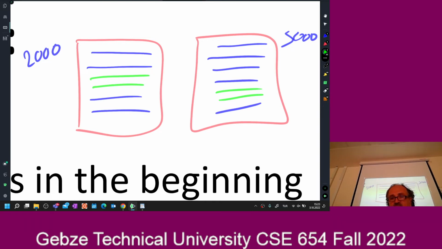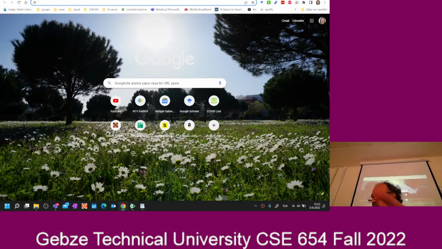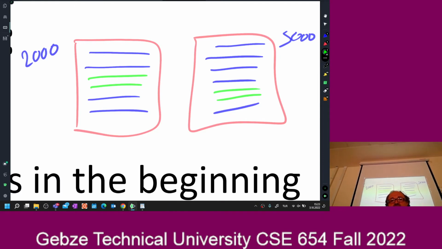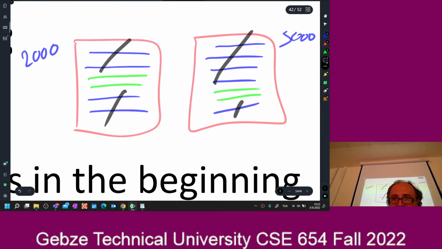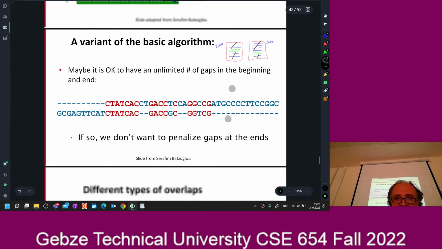So what are you going to do? If you try to find the edit distance between this and this, it's going to be a very large number. But if I can find an algorithm that will ignore this part, this part, this part, and this part, then I am fine, right? It's going to find it. So can I do something like that with the edit distance algorithm? Does anybody have any suggestions? The answer is, of course, yes.